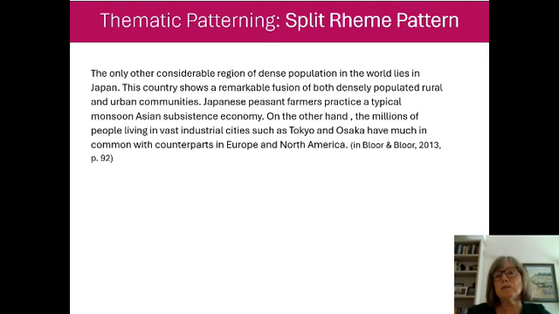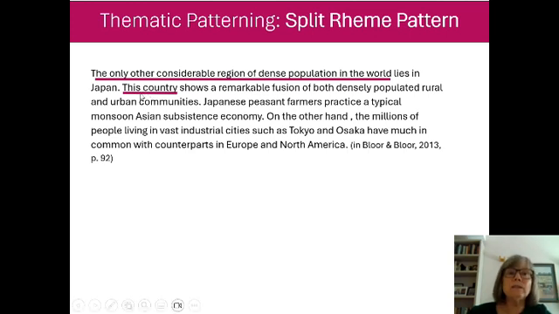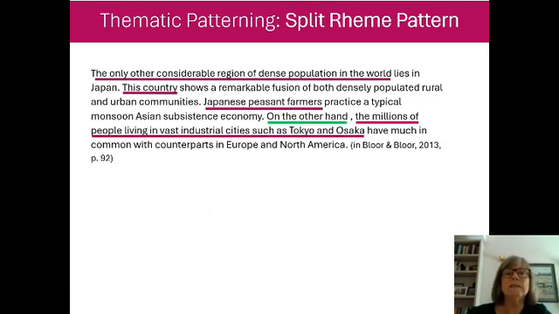Another type is what's called the split rheme pattern. You saw this text in Unit 4. So we have the theme. The only other considerable region of dense population in the world lies in Japan, this country. So it's picking up on the rheme of the previous clause and then saying something more about this country. It shows a remarkable fusion of both densely populated rural and urban communities. Then we have Japanese peasant farmers, and then a textual theme on the other hand, the millions of people living in vast industrial cities such as Tokyo and Osaka, etc.